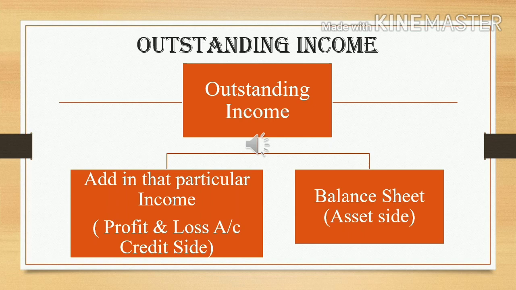So what are the two effects of outstanding income? Number one, add in that particular income. Number two, balance sheet asset side.